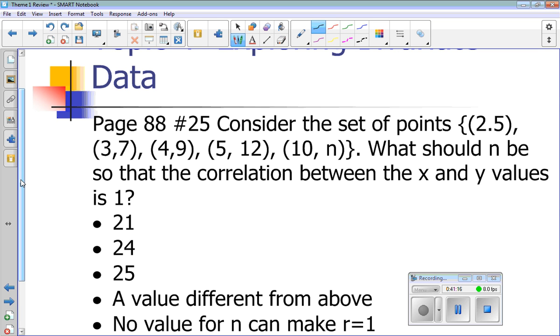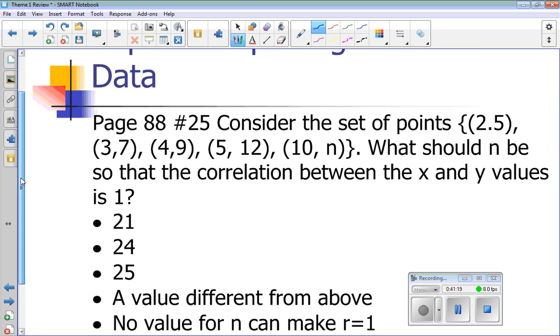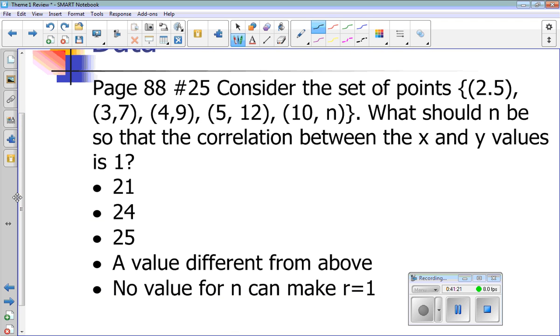Okay, so if I'm going to consider this set of points, I want to figure out what n would be so that the correlation would be 1. What's probably the easiest way to answer this question? There's multiple ways to do it, but can anyone think of an easy, quick way? I want the correlation to be 1. Plug what into my calculator? Make a list and just plug in the answer choices and see which one works best. Anyone do that? That would, to me, make the most sense. Use your answer choices and plug them in to see which one would give you the best value. Okay?